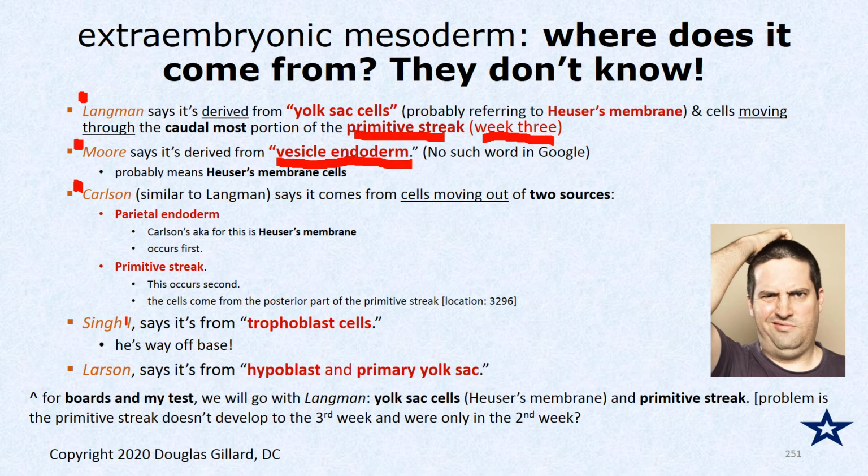Singh, he says they form from trophoblast cells. So trophoblast cells aren't even around anymore. This is just ridiculous. I think he means cytotrophoblast cells, because remember we got that name changed. And then Larsen says they come from hypoblast and primary yolk sac.